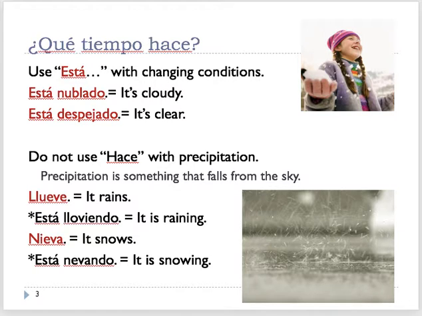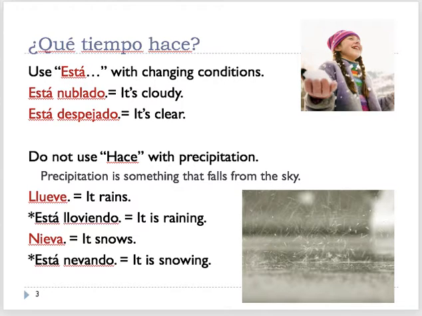Remember that whenever you see a J, it's always pronounced like an H. So that's despejado, like the clouds had disappeared. So it's clear now. Let's repeat this again. Repetan. Está nublado. Está despejado.